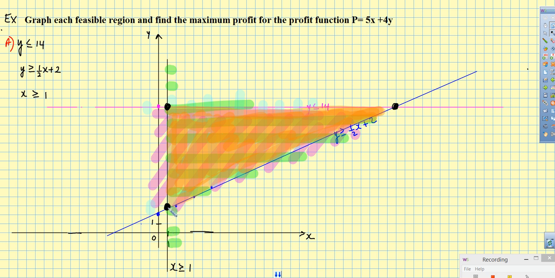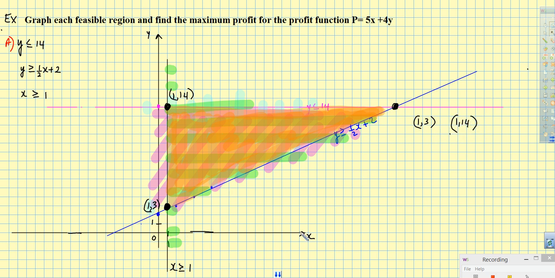it would seem to me that the first corner point is found at 1 and 3. So I'm going to write 1 and 3 is one of my corner points. I look at the next one and I say 1 and 14. So 1 and 14 seems to be the other corner point.